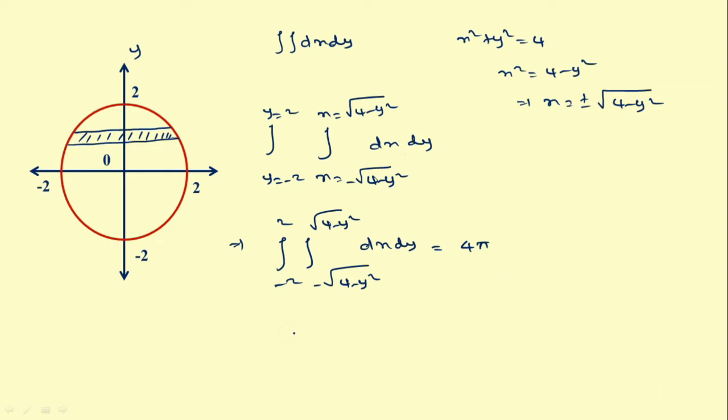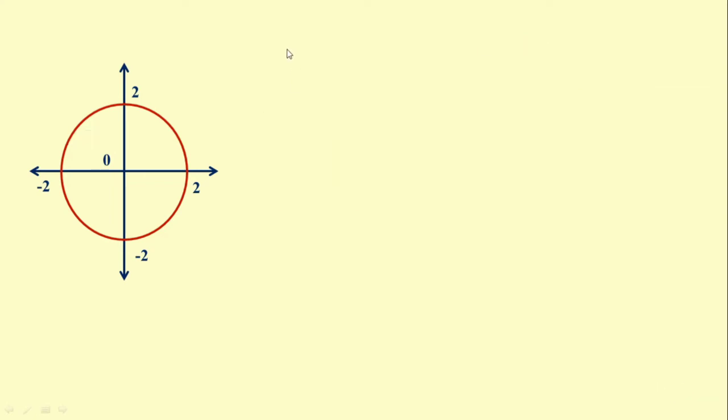In general, the double integral from minus a to a, with limits minus root of a square minus y square to root of a square minus y square, dx dy, equals pi into a square units. If the question is asked based on polar form, double integral r into dr d theta. Here we are not using a horizontal strip or vertical strip. Instead we are using a radial strip.